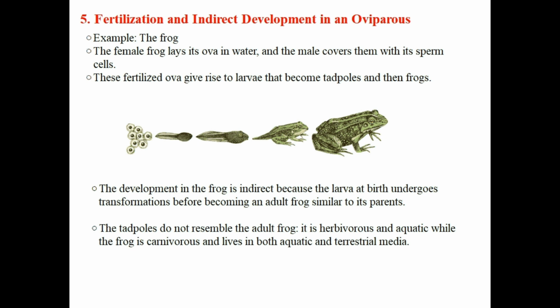The development in the frog is indirect because the larva at birth undergoes transformations before becoming an adult frog similar to its parents. The tadpoles do not resemble the adult frog because the tadpole is herbivorous and aquatic, while the frog is carnivorous and lives in both aquatic and terrestrial media.